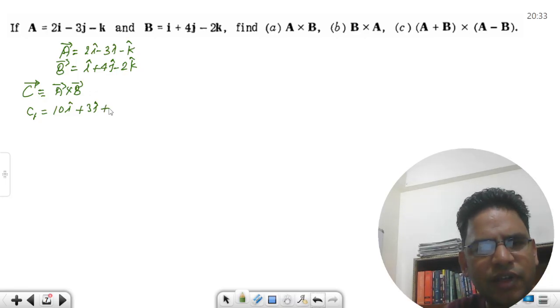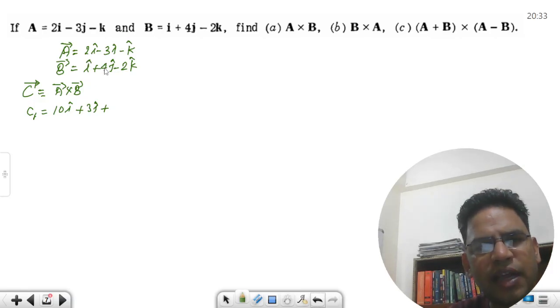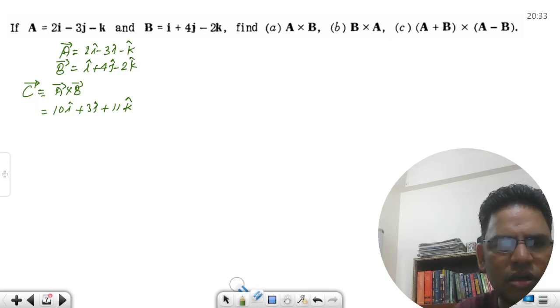And finally, once you want to get the k cap, you have to use C3. After 3 what comes, 1 and 2, so 4 times 2 is 8 and plus 3, 11 k cap. Okay, so I have written the whole thing together.